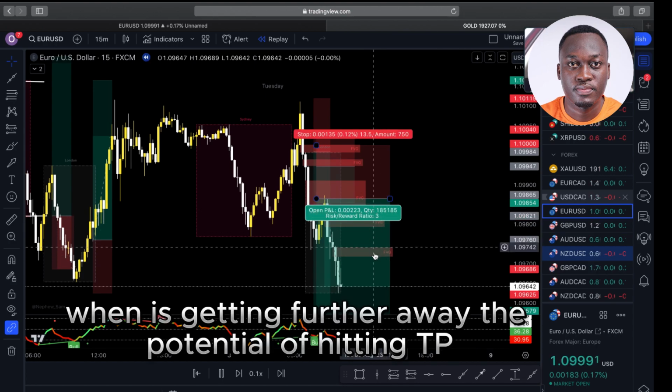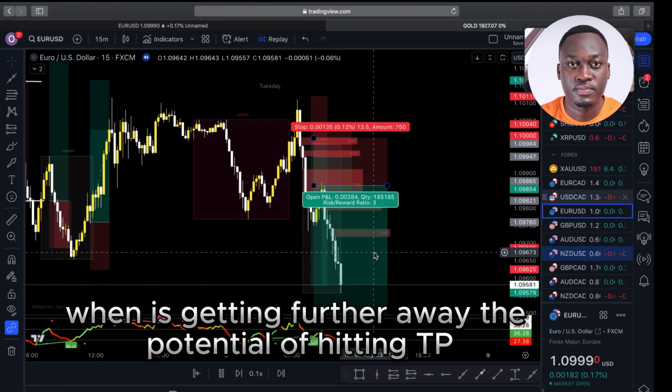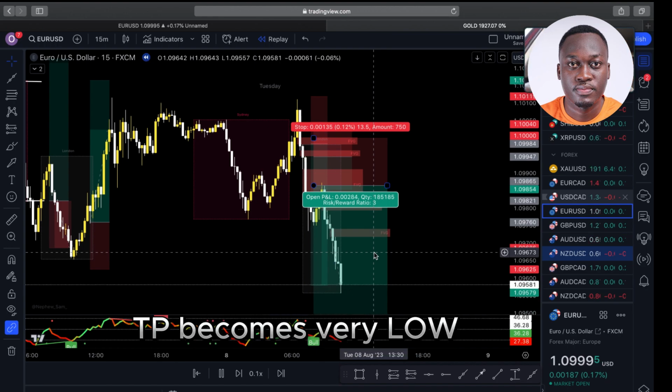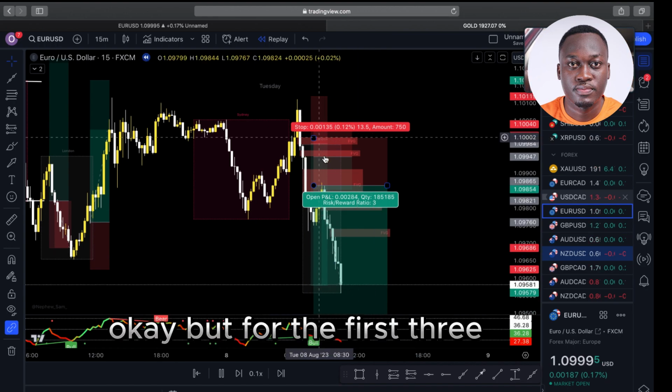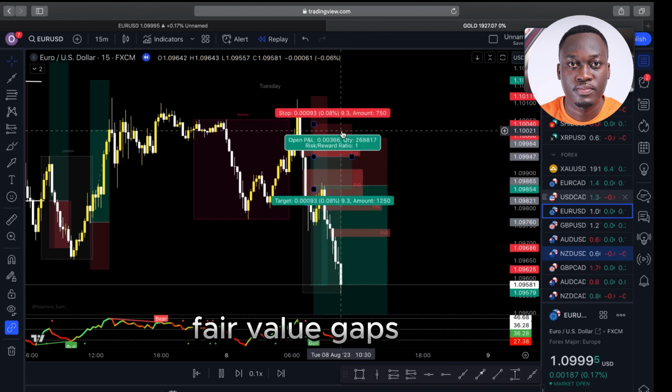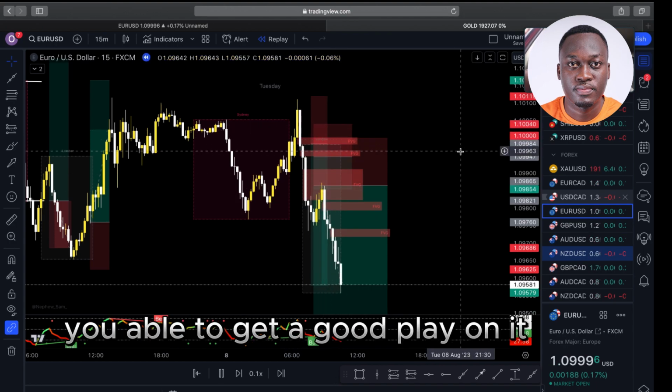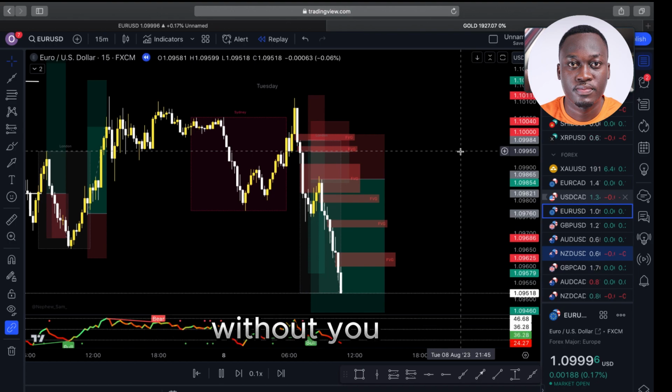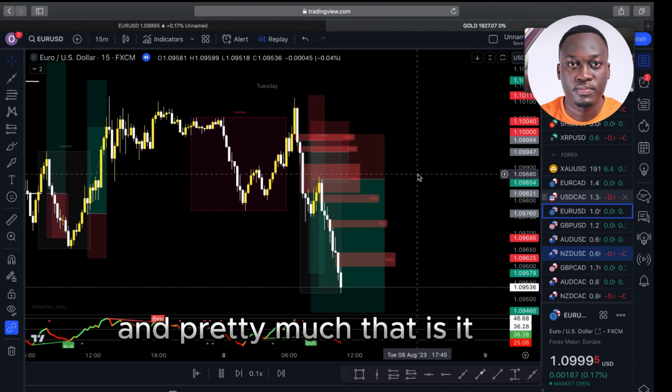When it's getting further away, the potential of hitting TP becomes very low. But for the first three fair value gaps, when your trade gets activated, you're able to get a good play on it. Is that okay? And pretty much that is it.